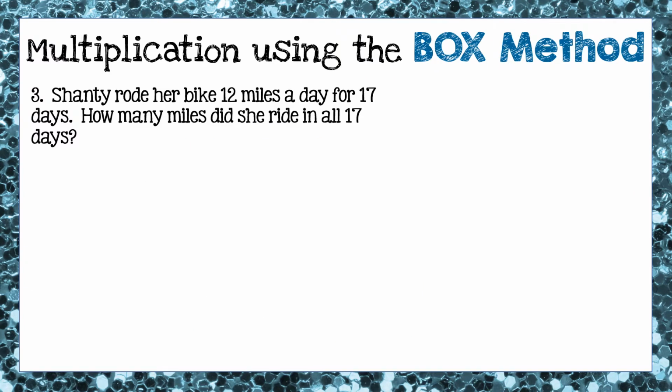Let's look at another example, and this time we're going to use the box method. Now, the box method is also a way to use area models, but it has a different name. We call it box method because we put the numbers in a box, much like you saw on the last example. So here is your word problem.